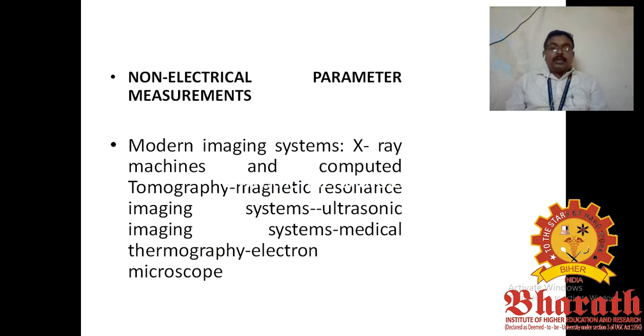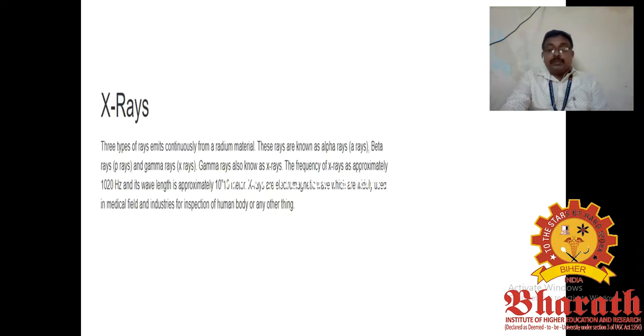Under that, the modern imaging systems such as X-ray machines, computer tomography, that is CT scan machine, then magnetic resonance imaging system MRI, then ultrasonic imaging system, that is ultrasound scan, medical thermography, and then electron microscope. Basically, these were the main non-electrical parameter measuring modern imaging systems, right. So, we will move to these X-rays.